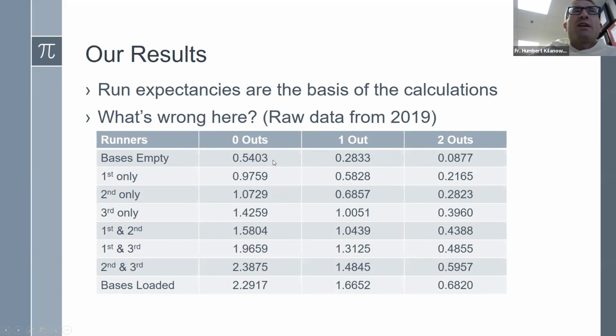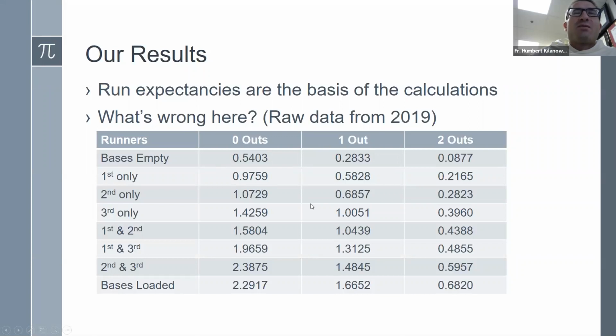Notice that they tend to increase with more runners on base, but they decrease with more outs in the inning. At the start of the inning, you expect about half a run to score, but if you get the leadoff batter on, that's almost expecting that run to score.